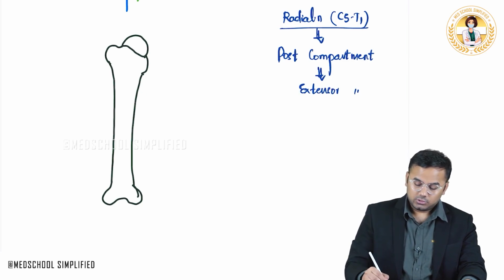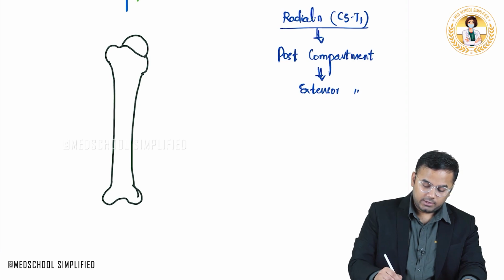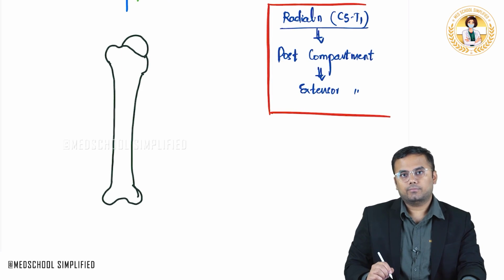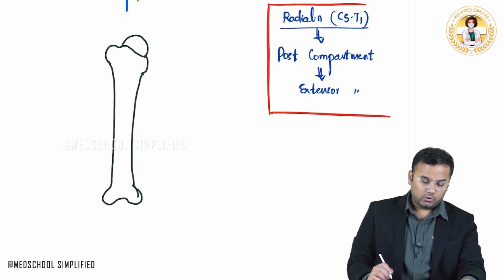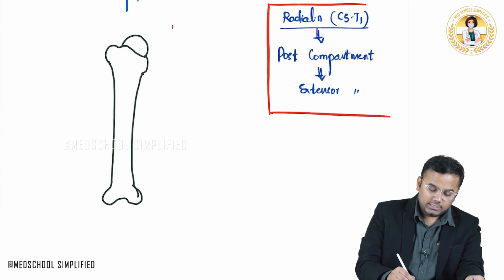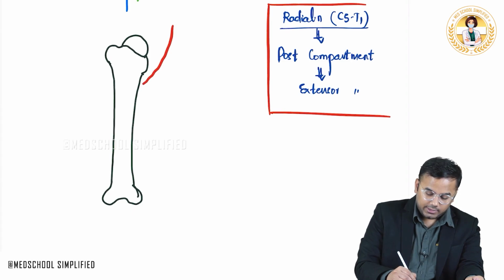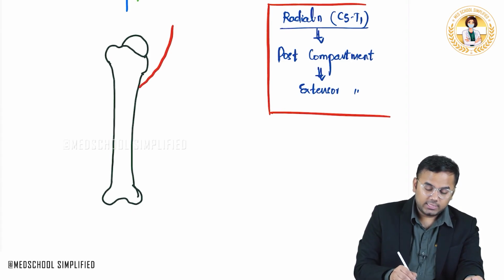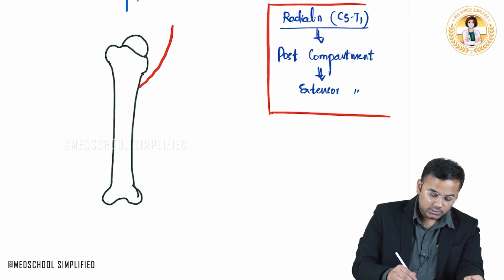Extensor compartment. So this entire compartment is supplied only and only by the radial nerve. Now let us look at how the radial nerve passes. So this is the axilla region. In the axilla region, the radial nerve comes like this, and now the radial nerve passes behind the humerus. Posteriorly there is a groove called the spiral groove. Let me draw this. See, this groove is called the spiral groove.